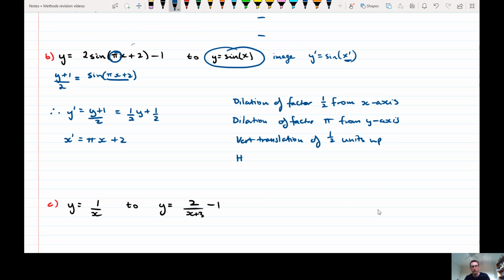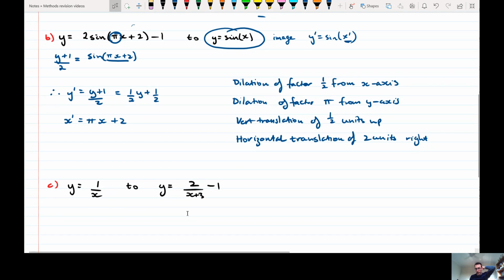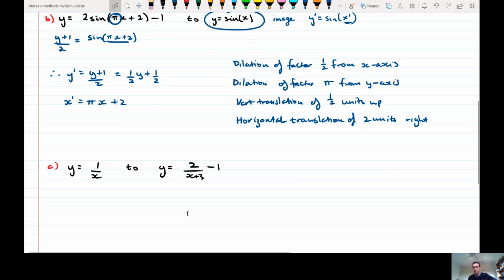And then a horizontal translation. Don't know why I wrote the whole thing. Of 2 units right. And there are 4 transformations. 1 dilation there, 1 there, translation, translation. And let's look at our last one.